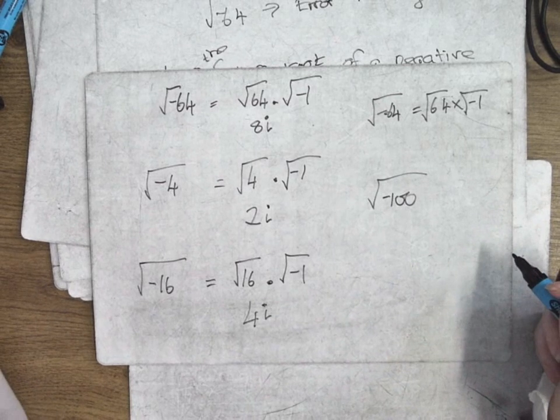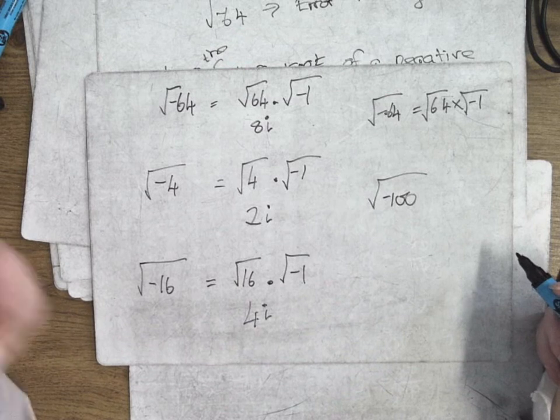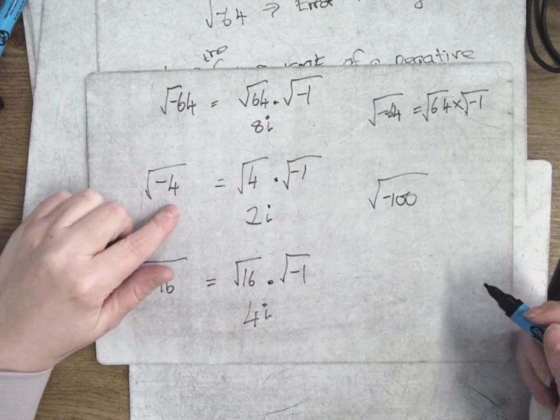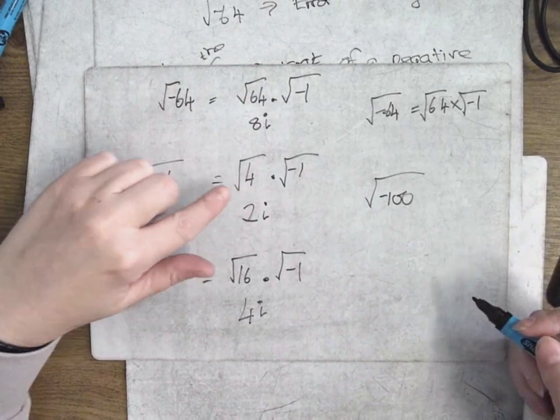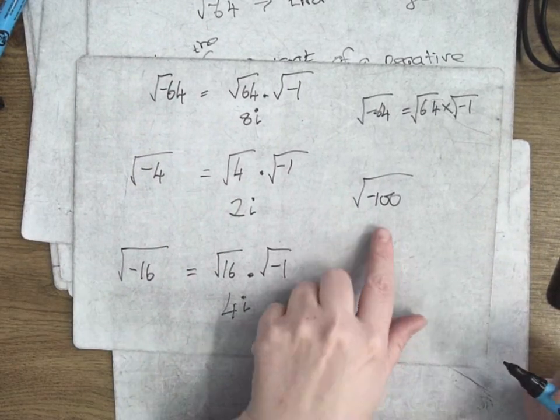Yeah, that's the only time you put in an i, when you end up with the square root of minus 1. So if there's no minus, like in minus 4, there was no minus 1 there. So you have to write it so there is a minus 1. Okay? Square root of 100.